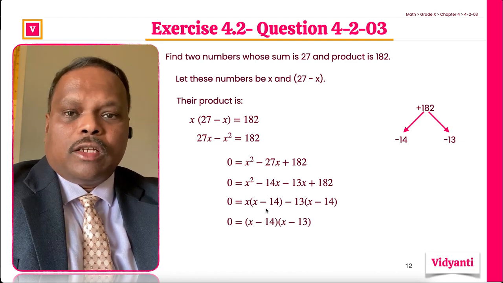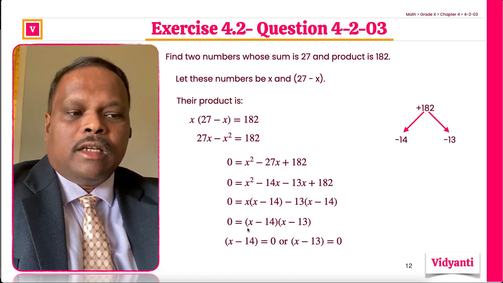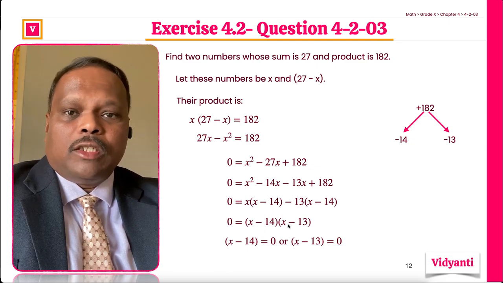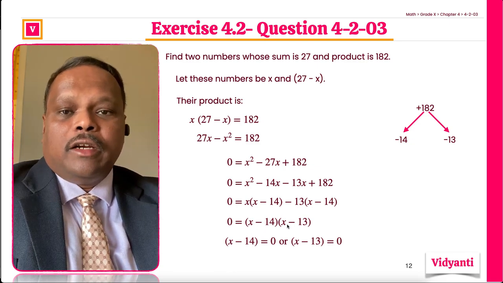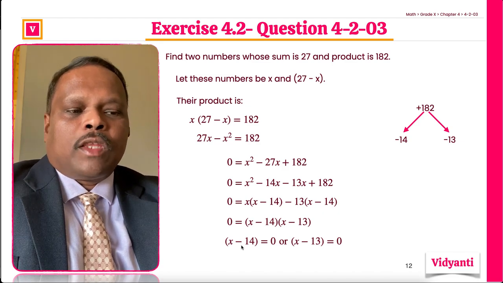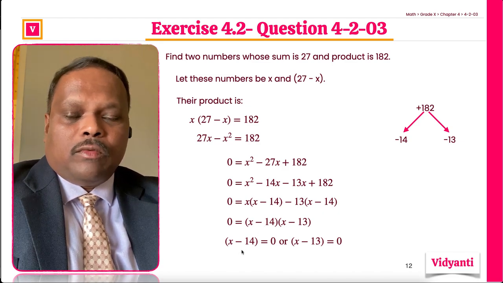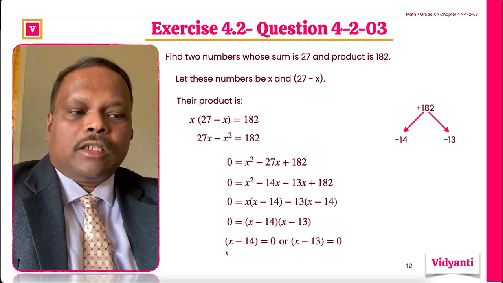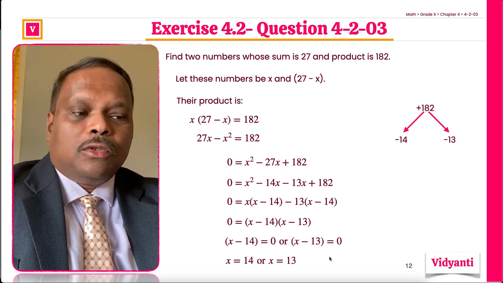Let's write x minus 14 as once and x minus 13 as second. When you have a product of two terms equal to 0, that means the first term can be 0, the second term can be 0, or in the extreme case, both terms can be 0. So equate the individual terms to 0: x minus 14 equal to 0, x minus 13 equal to 0. So x will be 14 and x will be 13. So these are the two solutions.